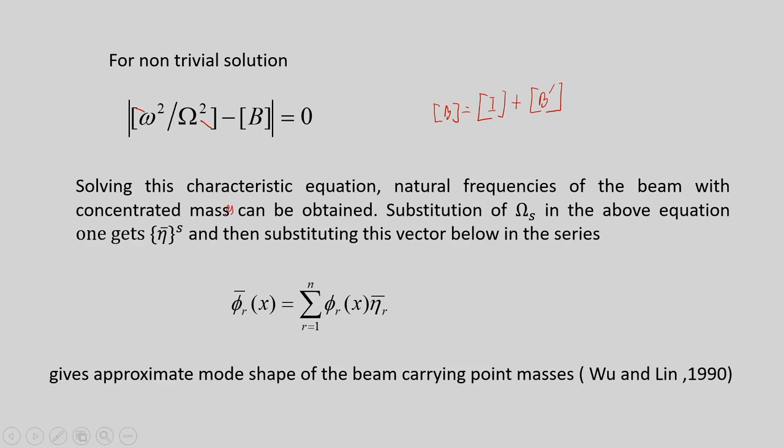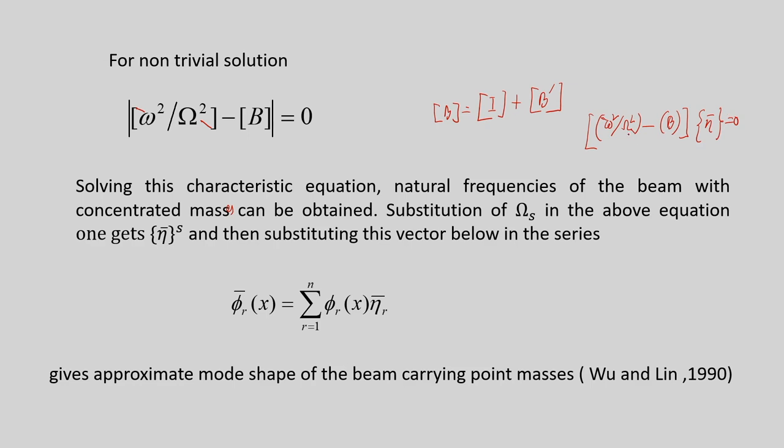any number of masses you can consider. So I will write, concentrated masses can be obtained, and substitution of omega s that you find in any mode, say the sth mode, in the above equation. Above equation means that equation that you get in the matrix form, small omega square by capital omega square minus B. These are in matrix form, but this is not diagonal, B is not a diagonal matrix. B is a populated matrix, and this is of course a diagonal matrix, and your eta bar equal to 0.